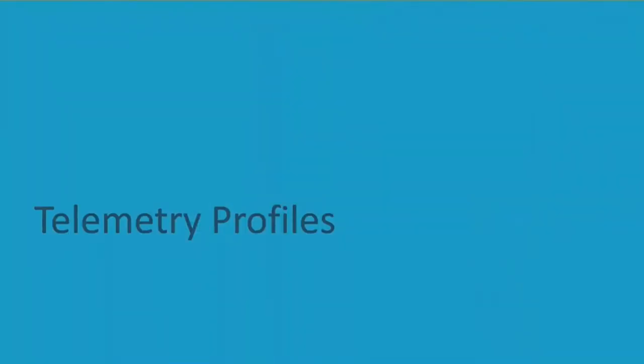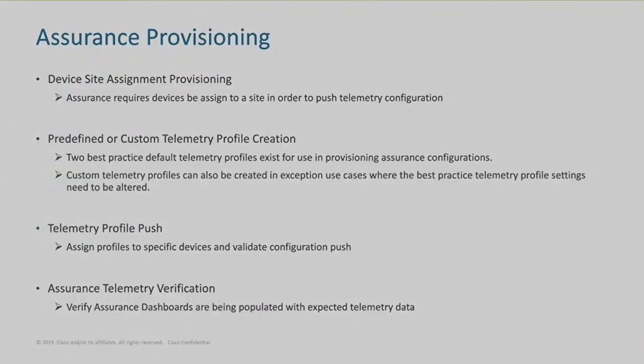Okay, now let's talk about telemetry profiles. We said that assigning a device to a site is a requirement for telemetry profiles to be available for that particular device. There are three telemetry profiles there by default, but if they don't work for you, or if you want to just use one temporarily that has other settings, you can always create your custom profile.